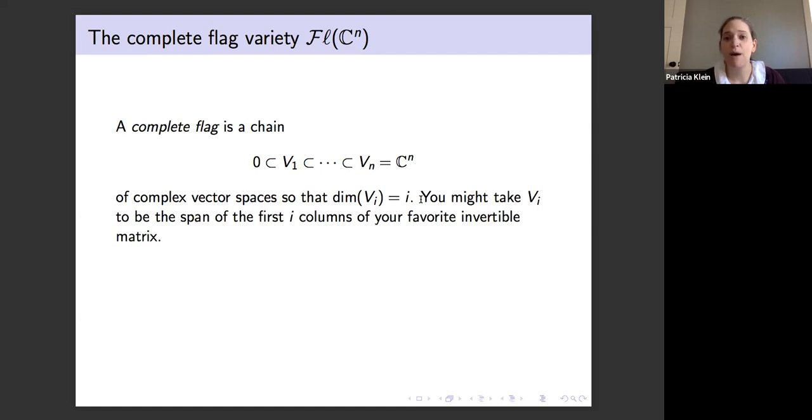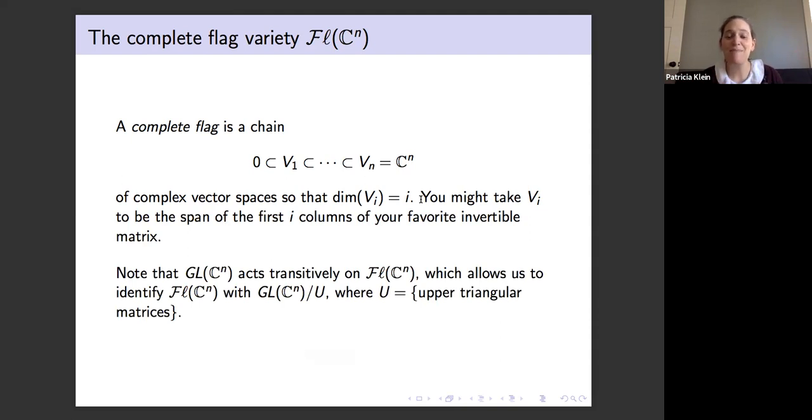For example, we could think of this by taking our favorite invertible matrix and considering the successive spans: span of the first column, span of the first 2 columns, span of the first 3 columns, and we're getting a nesting like this. My favorite invertible matrix is the identity matrix. Thinking about the identity matrix, it's not so hard to see that the upper triangular matrices stabilize the flag given by the identity matrix, taking span of the first column, span of the second, and so on.